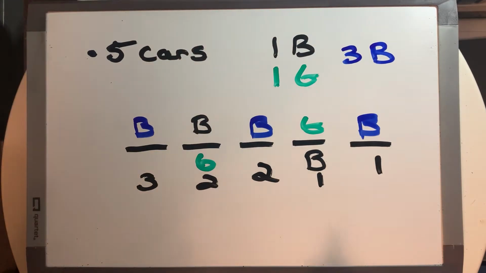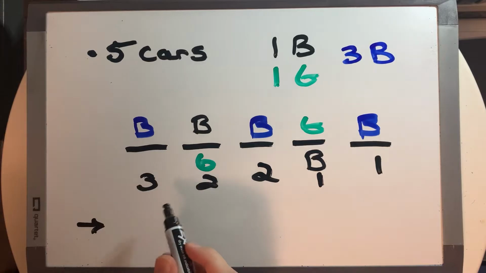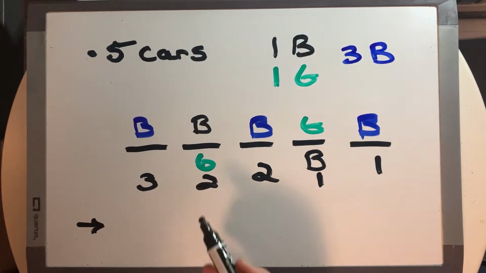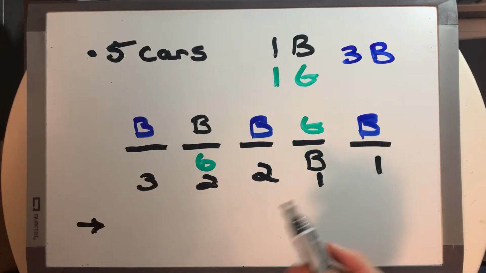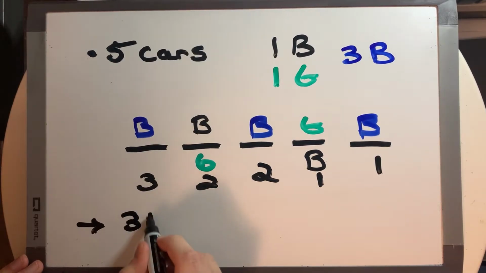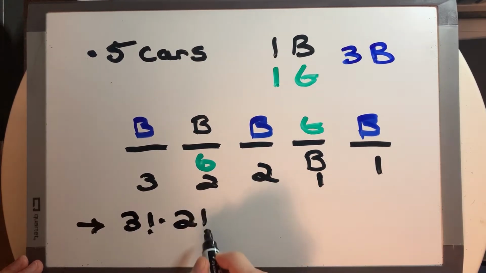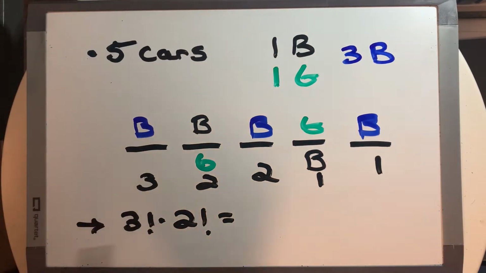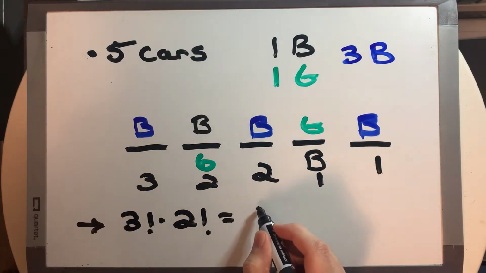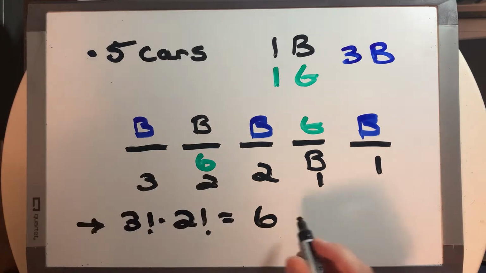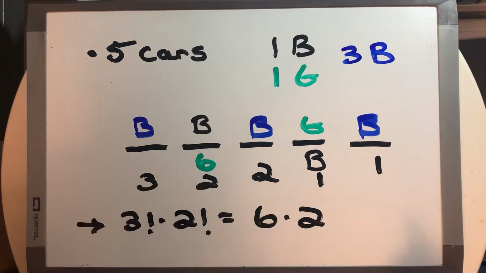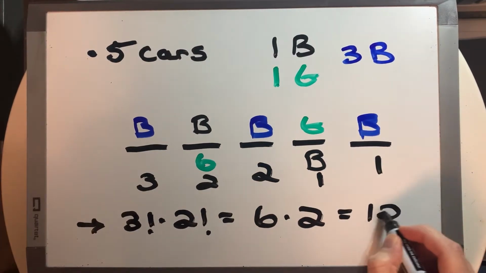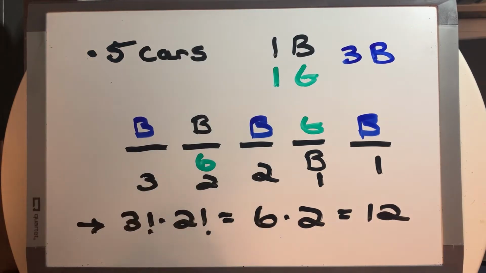So what does that mean our final form is? Technically it's a factorial, because it goes down 3, 2, 1, and then the same thing for the black and green, it goes from 2 to 1. So you multiply those together, 3 factorial times 2 factorial, which gives us our solution, which is 6 times 2, which is 12. So there are 12 different ways to line up these 5 cars such that no blue is together.